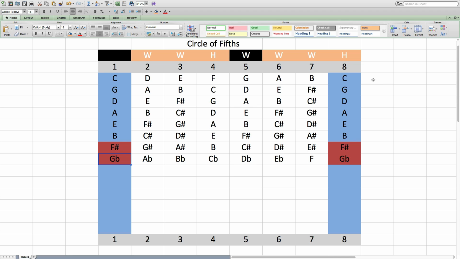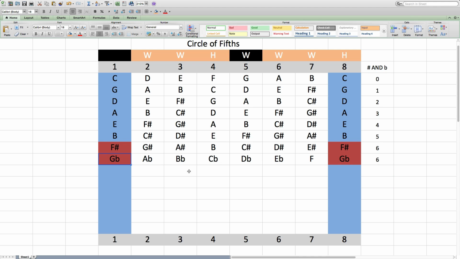Now let me just go over here in this column, and I want to label how many sharps and flats I have. So in the key of C, there's 0, and then 1, then 2, then 3, then 4, then 5, then 6, and then 6. The key of G flat has 6 flats. The rest of these are all sharp.